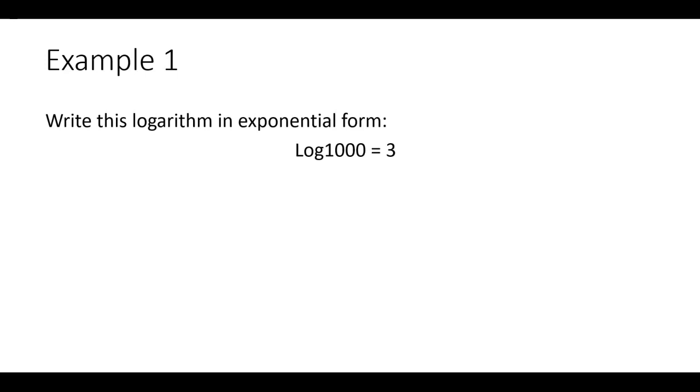All right, so here we go. Example 1, write this logarithm in exponential form. Notice there's no little number after the g. That's because it's a common log, which means that its base is 10, and it's going to be to the third power equals 1,000. So there you go. So we're just changing it into exponential form. 10 to the third power equals 1,000.